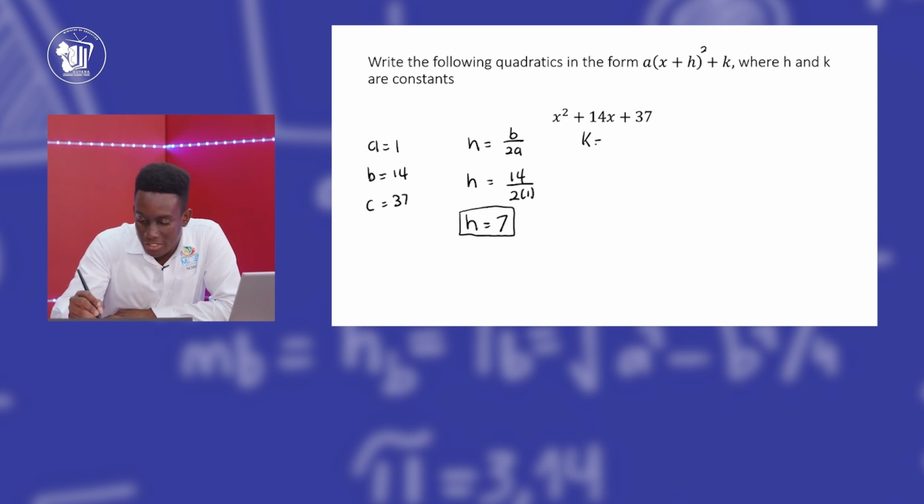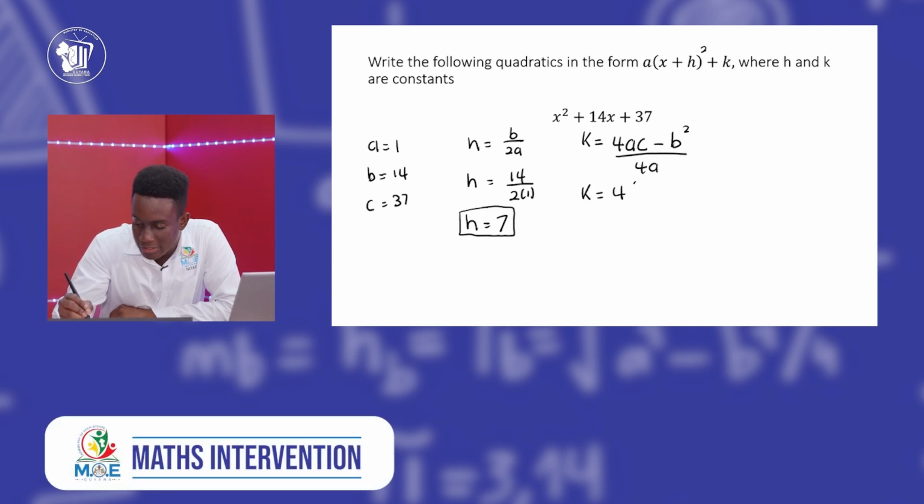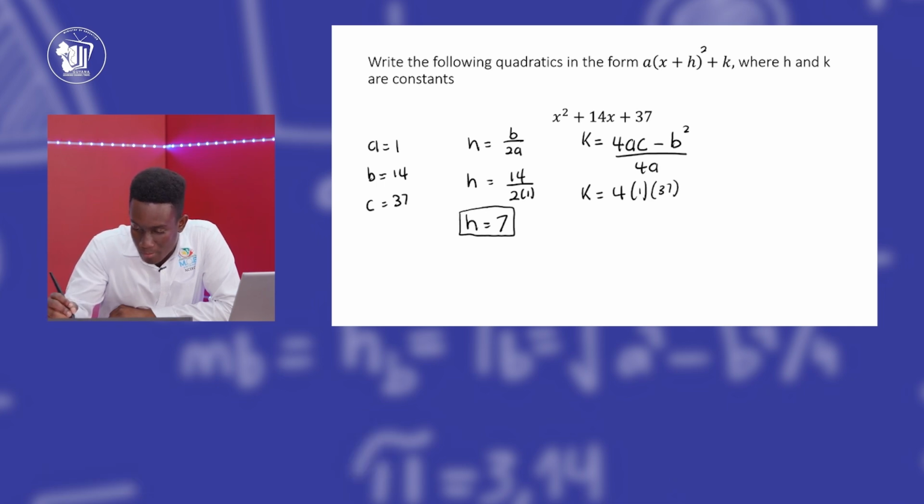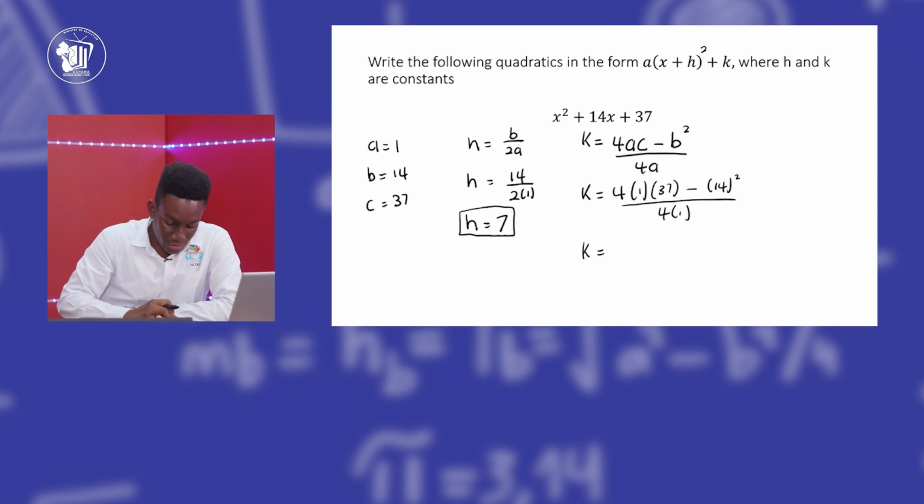So now we can find our value for k. The formula for k is 4ac minus b squared, all divided by 4a. Hence k would be equal to 4 times a, so we see a is 1, times c, which is 37, minus b squared, which is 14 squared, all divided by 4 times 1. So hence k is equal to, so 4 times 1 is 4, 4 times 37 would give us a value of 148. So 148 minus 14 squared, which is 196, all divided by 4 times 1, which is 4.